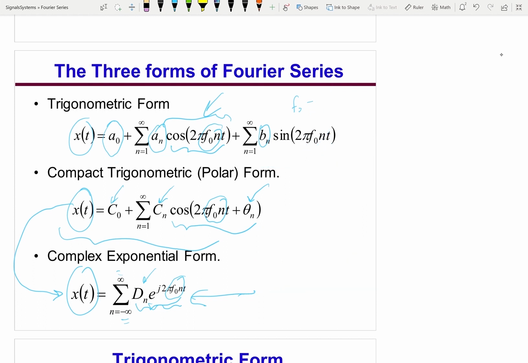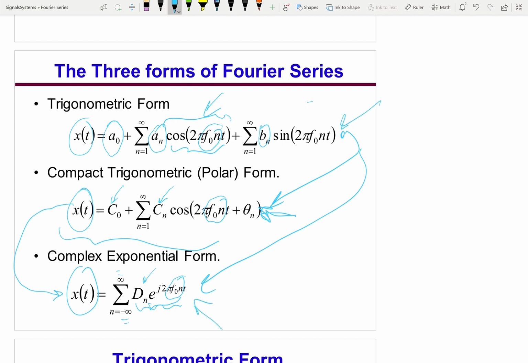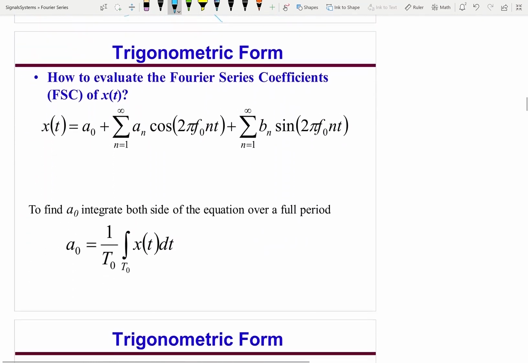If I have this one, I can get here, I can get here. We cannot calculate this directly. So I either have this first or this to get the compact trigonometric form. Alright, so let's start with the trigonometric form.